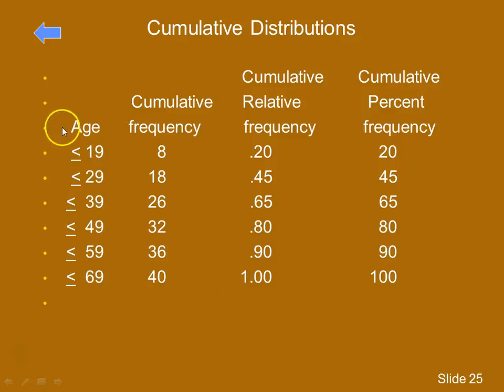I'm going to take my categories now and change them a little bit. I'm going to take the upper limit of the categories. The upper limit of our classes was 19, 29, 39, and so on. And we're going to look at all data less than or equal to those upper limits. Everything less than or equal to 19, less than or equal to 29, and so on. And then we can accumulate the frequencies, the relative frequencies, and the percent frequencies.